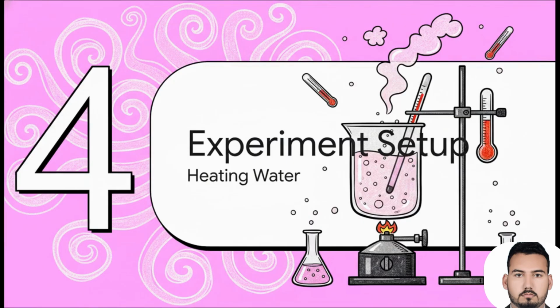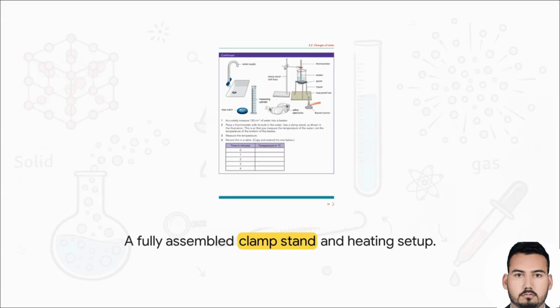Section 4. Setting up the experiment. Let's look at this brilliantly assembled lab setup. It's a thing of beauty, really. At the base, we've got the Bunsen burner bringing the heat. Above that, a tripod and a heat-proof mat supporting our beaker of water. But the real star of the show here is that clamp stand holding the thermometer.